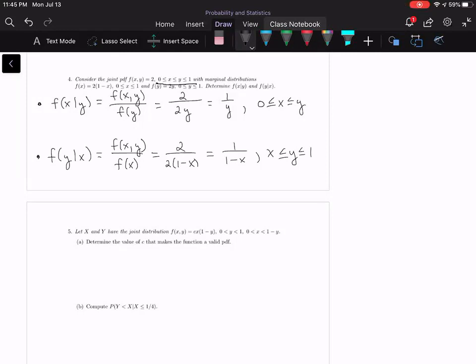And y is bounded above by 1 and below by x, because now x is some value. We don't have its value. It's not random, but we could be given that value, and that distribution would hold. And that's your answer.